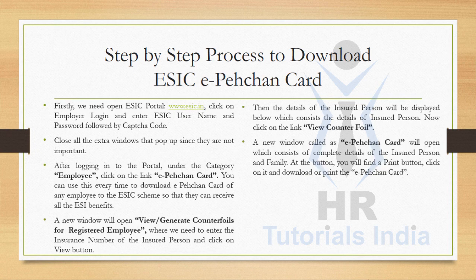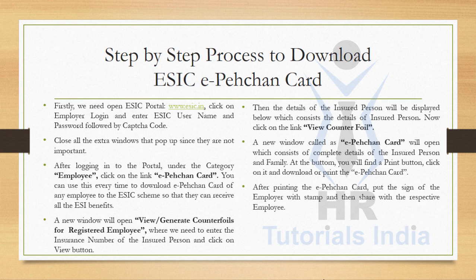A new window called e-Pehchan card will open, which consists of complete details of the insured person and family. At the bottom, you will find a print button. Click on it and download or print the e-Pehchan card. After printing the e-Pehchan card, put the signature of the employer with stamp and then share it with the respective employee. So hope you understood the step-by-step process to download the e-Pehchan card theoretically.